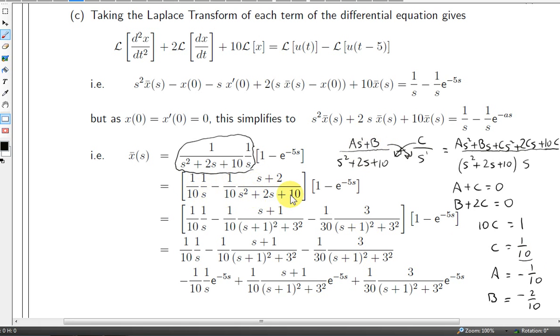Now the denominator of this fraction cannot be factorized, so we can complete the square here and get it into a form that we can read from a table. So we have the coefficient of S to get 1, so we write S plus 1 squared here. If we square that out, we get S squared plus 2S plus 1. But we want to get 10, so we have to add on 9. 1 and 9 gives us the 10.